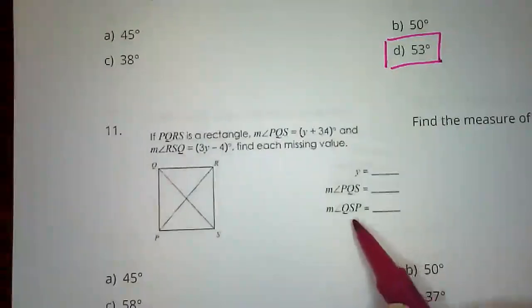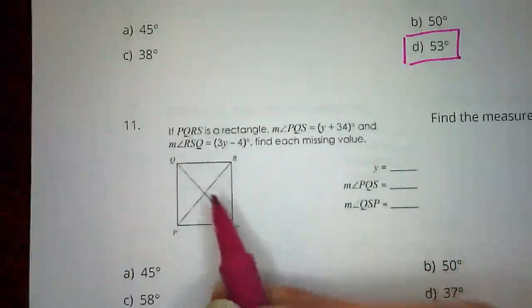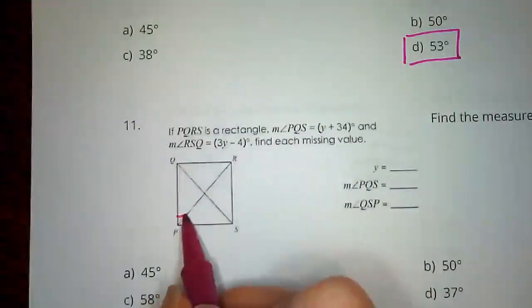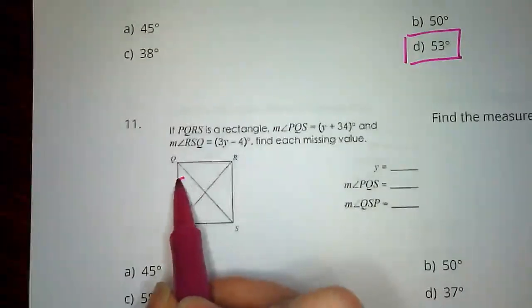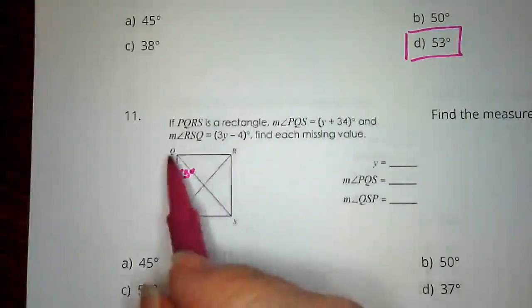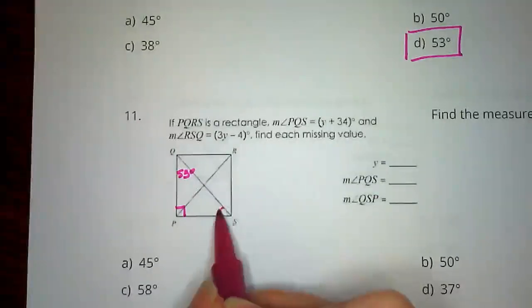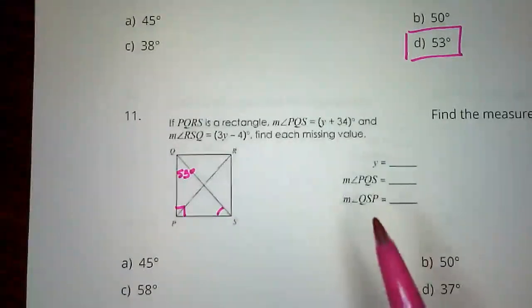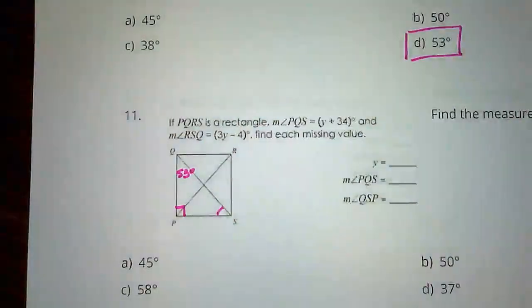And then QSP. It's a rectangle, so we know that's a 90-degree angle. We know that this one is 53 degrees, and we are finding QSP, which is this bottom one right here. If we use 180 degrees or even just 90 degrees, that one should be 37.